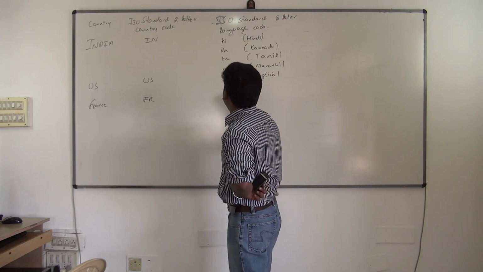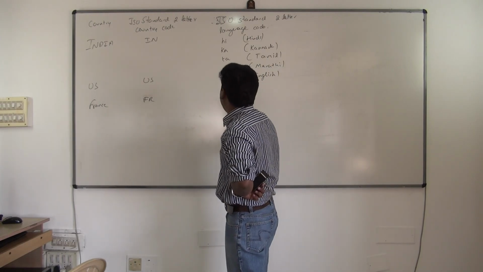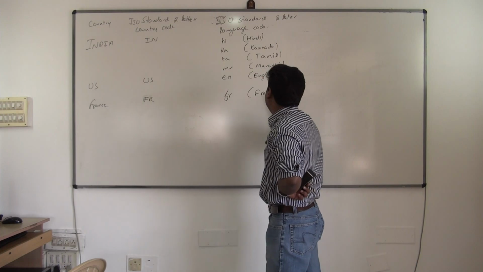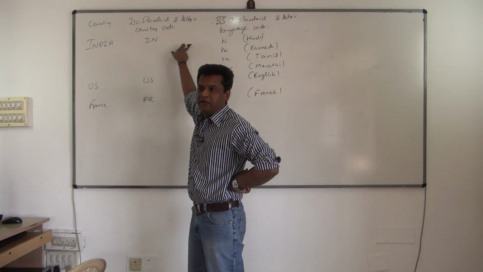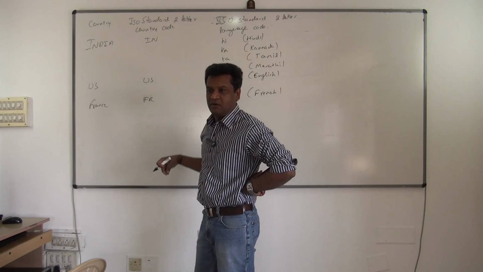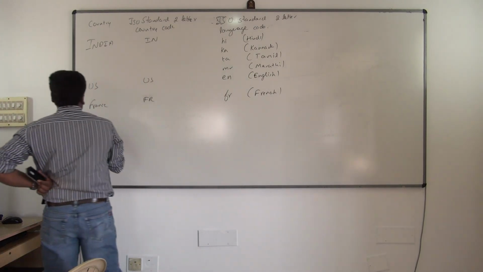So the country standard code is FR, and the ISO standard language code for French is fr, small. And notice, country code is always 2-letter uppercase. Language code is 2-letter lowercase. Then you've got something called Germany.